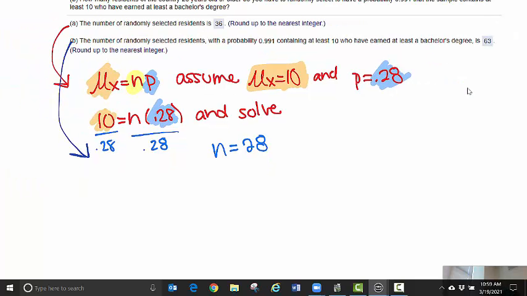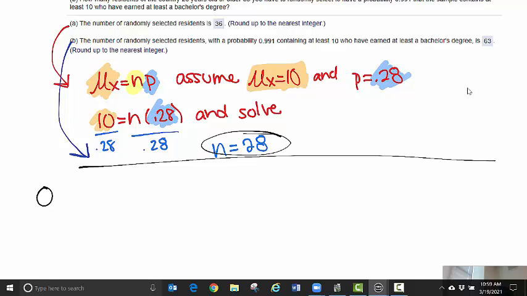B is a little more confusing. It says the number of randomly selected residents with a probability of 0.991 containing at least 10 who have earned a bachelor's degree is however many. What they're saying is, we don't know how many people they've surveyed. Maybe they're going to survey 28, but we don't know. But this is how it's going to look.